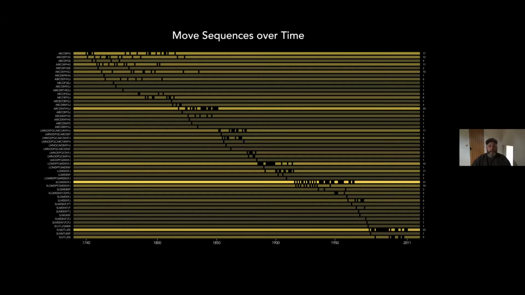Every time you see a black bar, that means the patent for that date was that type. So you can see that A, B, C, D, E, F, G is the first one. Then A, B, C, D, F, H, G comes up, and then you go back to A, B, C, D, E, F, G for a while.